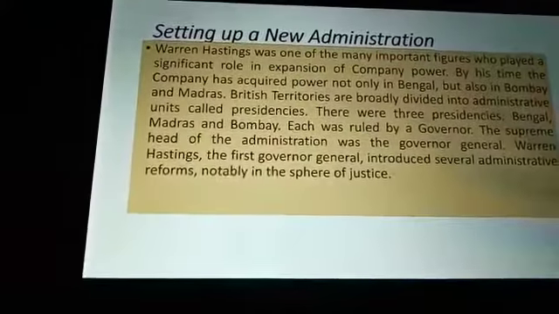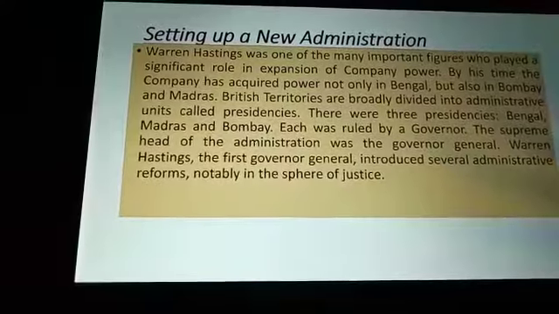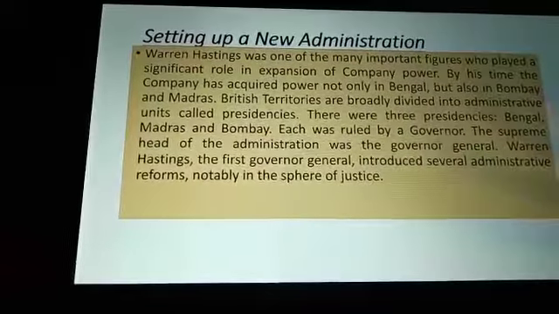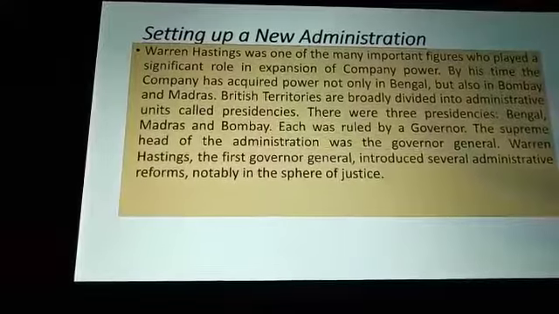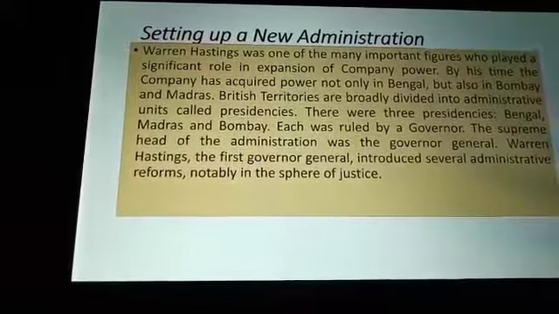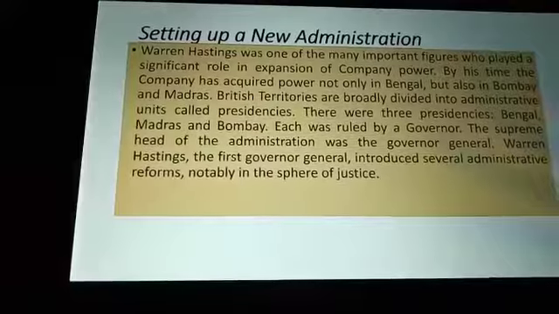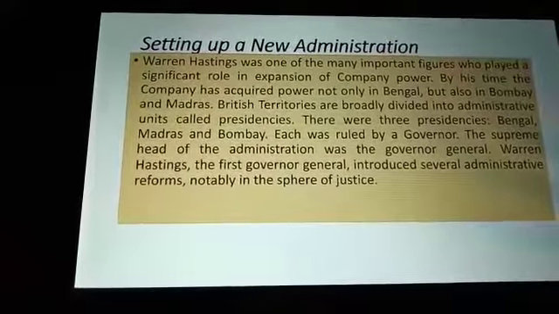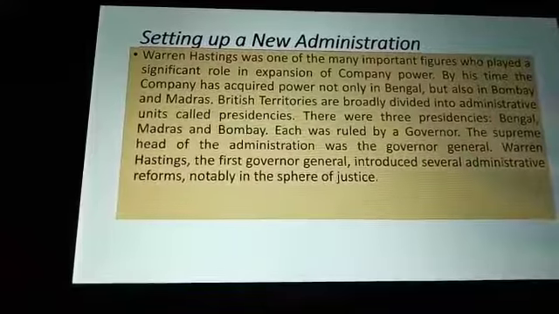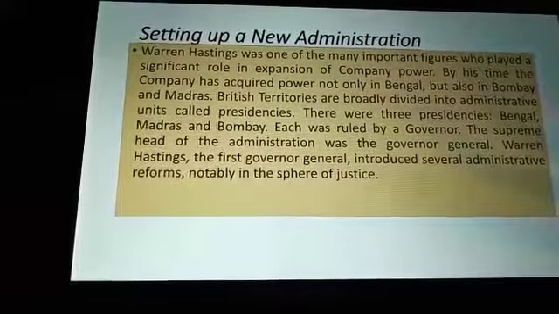Setting up a new administration. Warren Hastings was one of the many important figures who played a significant role in expansion of company power. By this time, the company had acquired power not only in Bengal but also in Bombay and Madras.